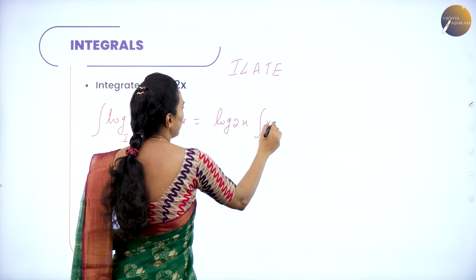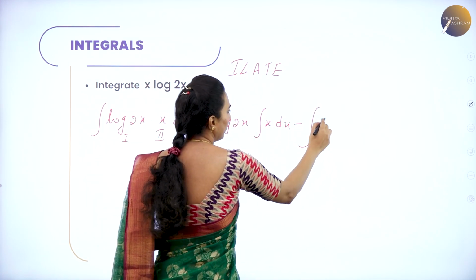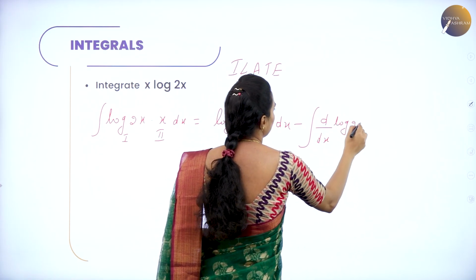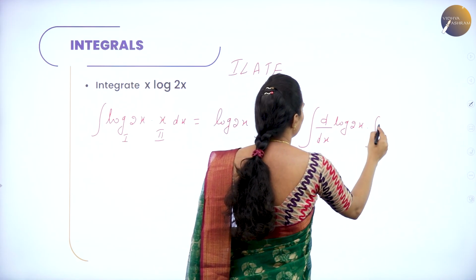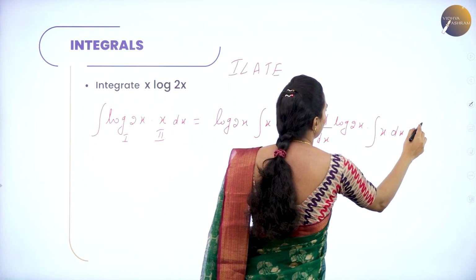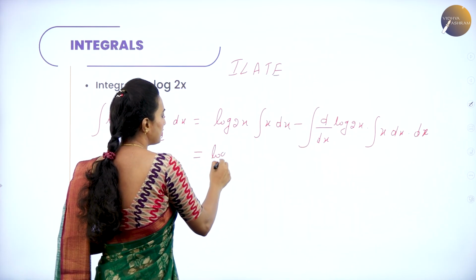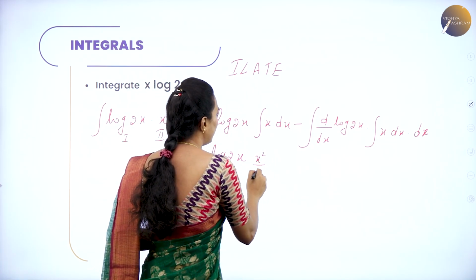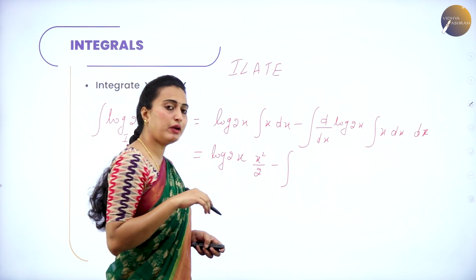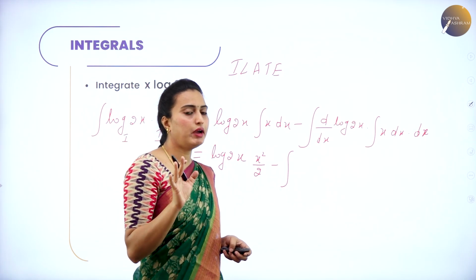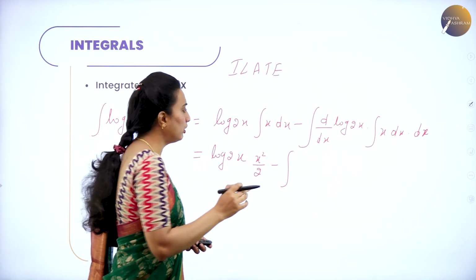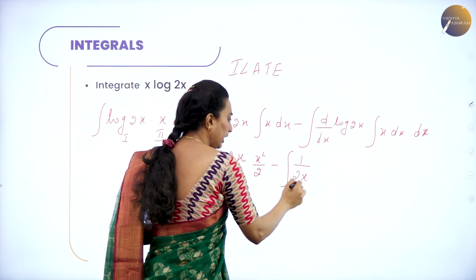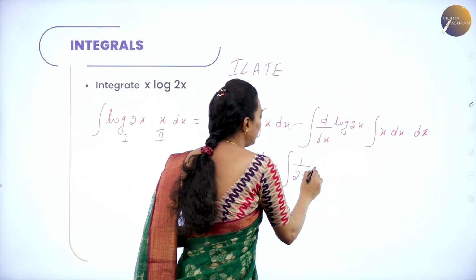which implies first function into integral of second function minus integral of d by dx of first function, that is log 2x into integral of second function, which is x dx into dx. So again further simplification, log 2x into integral of x is nothing but x squared divided by 2 minus integral of d by dx of log 2x. You know d by dx of log x is 1 by x. So considering this as log theta, 1 by theta. Theta is nothing but 2x. Again differentiation of 2x, which is nothing but into 2.